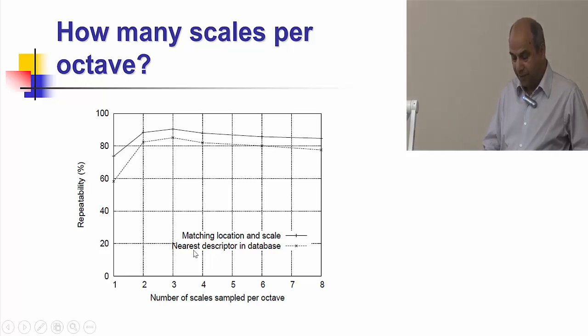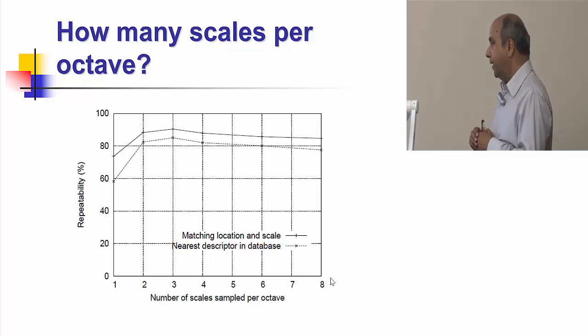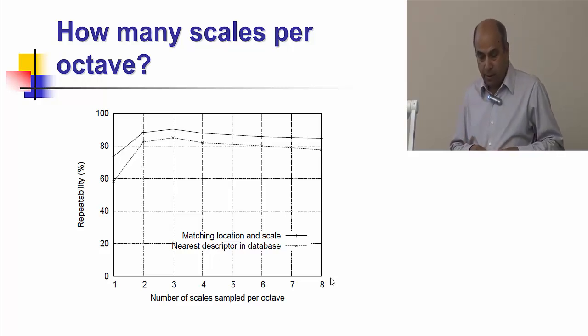If we have 2 scales, 3 scales, these experiments give you what the performance will be, and he picked the one which gives you the optimal performance. Now, how do we measure the performance?